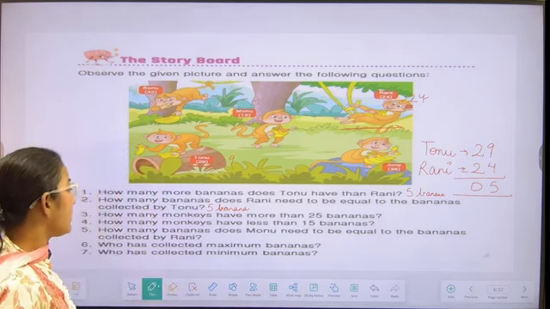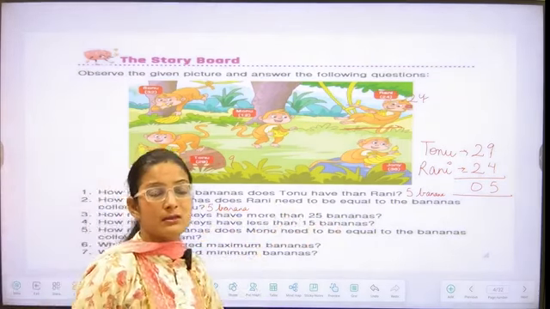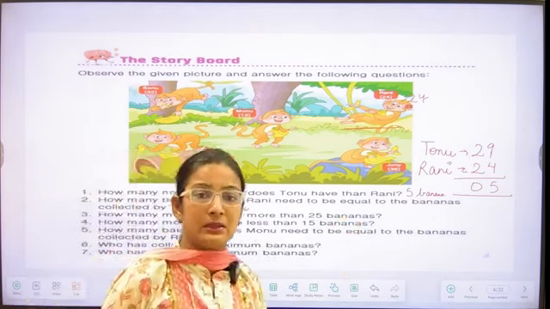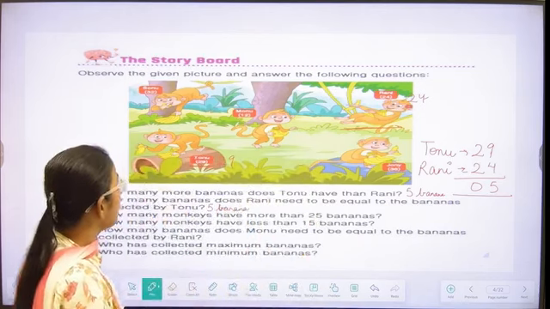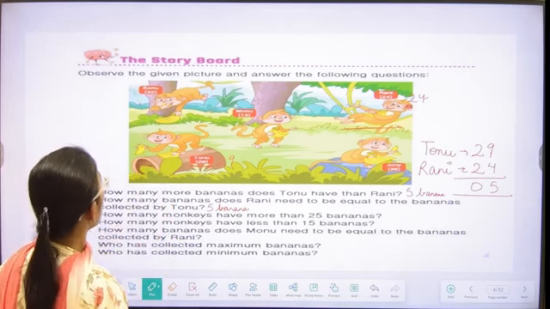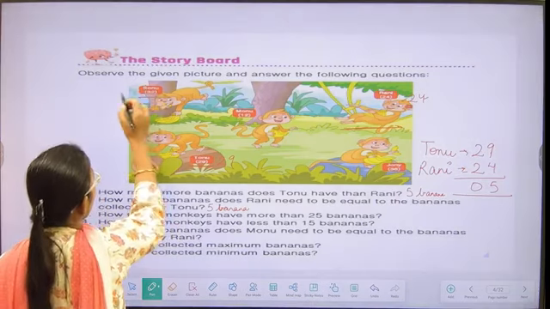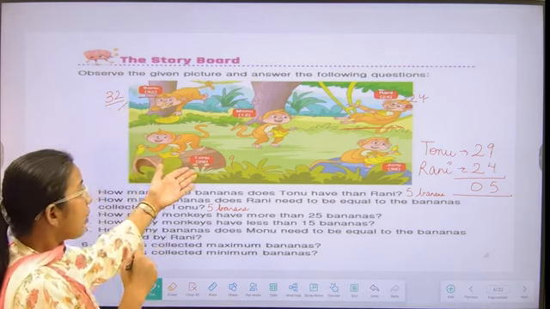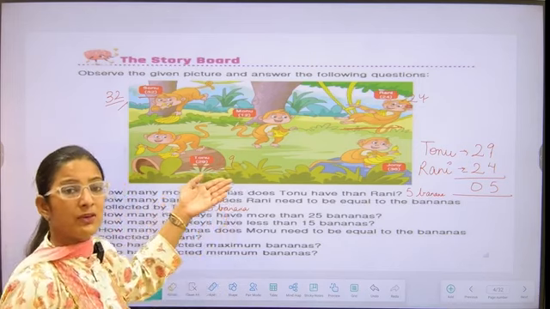Now moving to the third one. How many monkeys have more than 25 bananas? Now we have to tell among these monkeys, how many monkeys have more than 25 bananas. Let's count with me. First, this is Bonu, or we can say that it is Sonu. S is written over here. So Sonu has 32 bananas. So he has more than 25 bananas. Now Tonu has come. Tonu has 29 bananas. He also has more than 25 bananas.